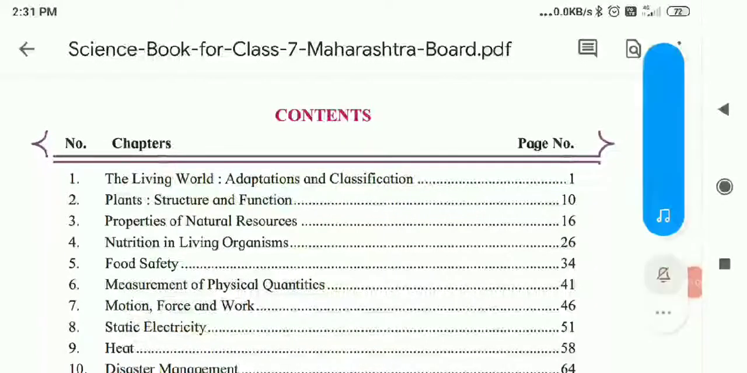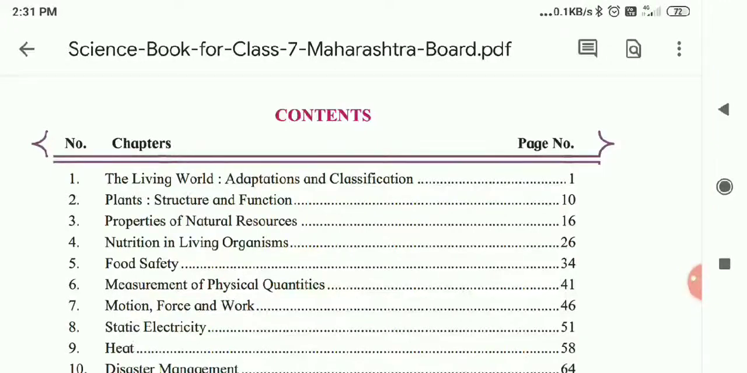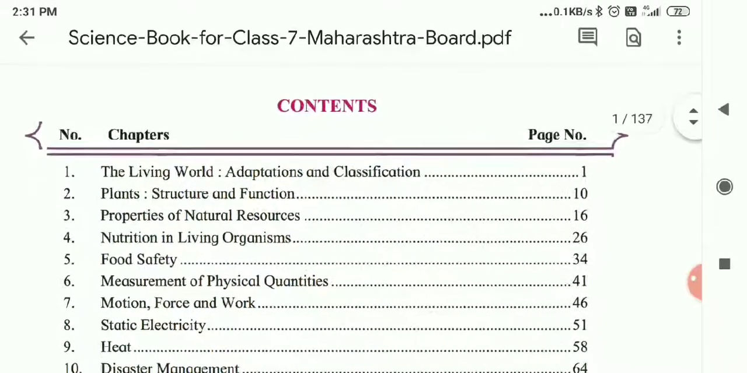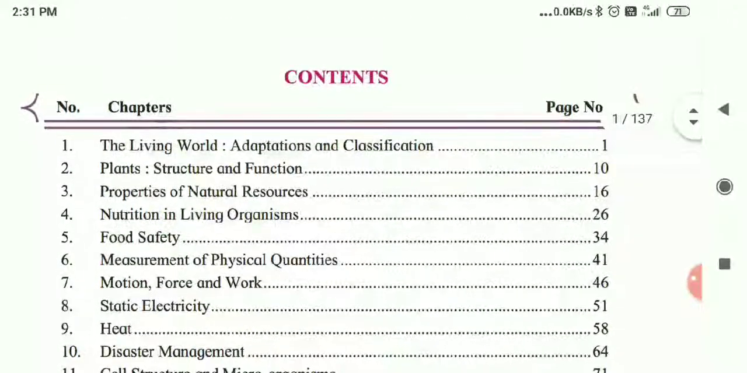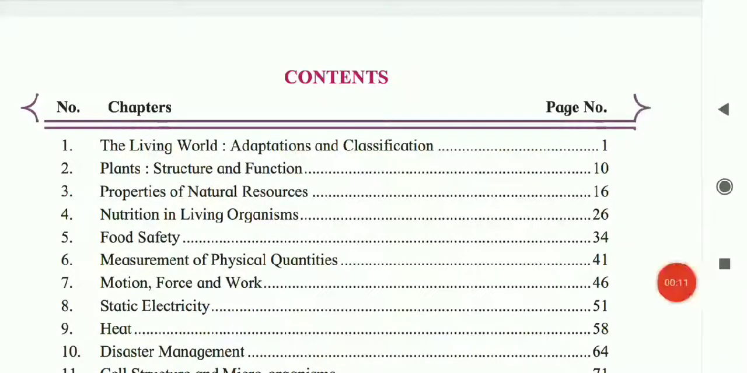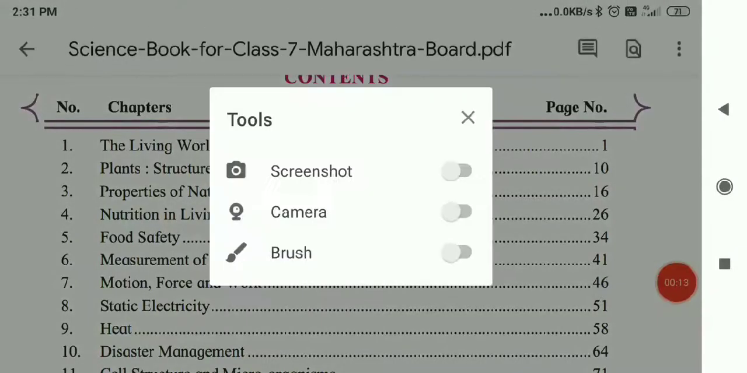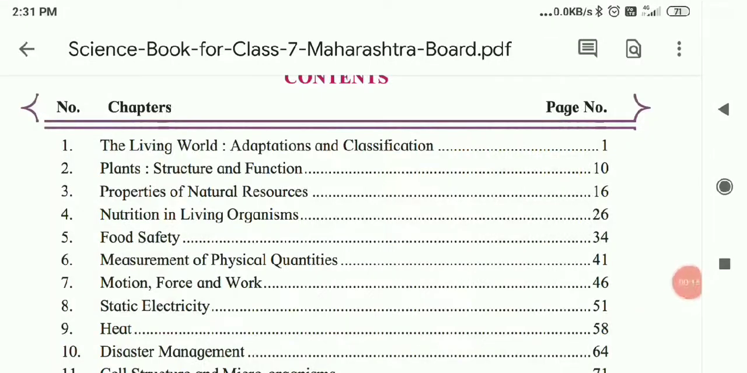Hello students, today we have started our second term. In the first term, in the first semester, we have completed the first 10 lessons: the living world, plant structure and function.